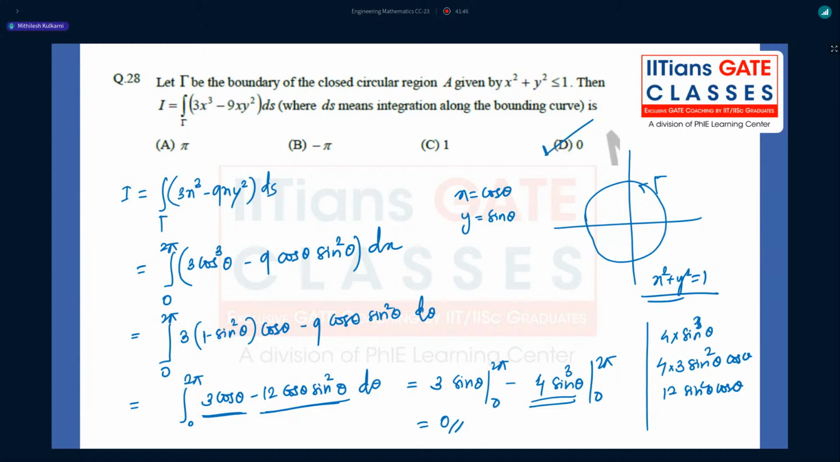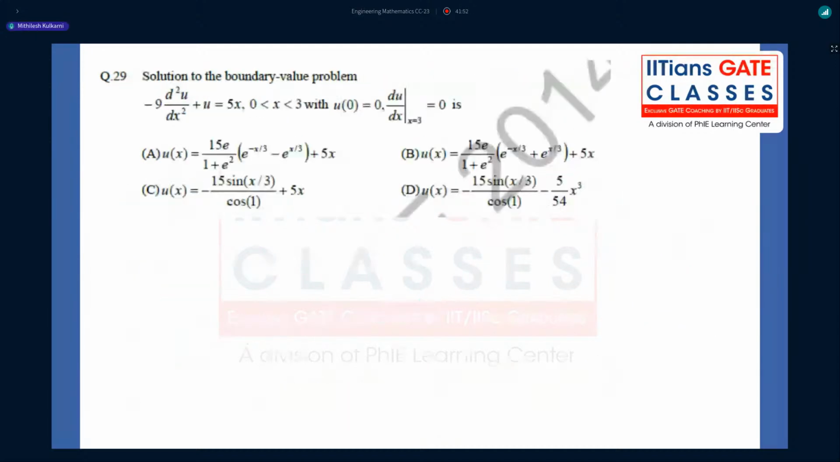Okay, coming towards the next question. This is a boundary value problem, basically a differential equation problem. Let's try to solve this. I can rewrite the given differential equation as 9D square plus 1 times u equal to 5x. This is a non-homogeneous differential equation because we have one function on the right hand side, and whenever we have a non-homogeneous differential equation, the complete solution will be CF plus PI. So let's start calculating CF first.